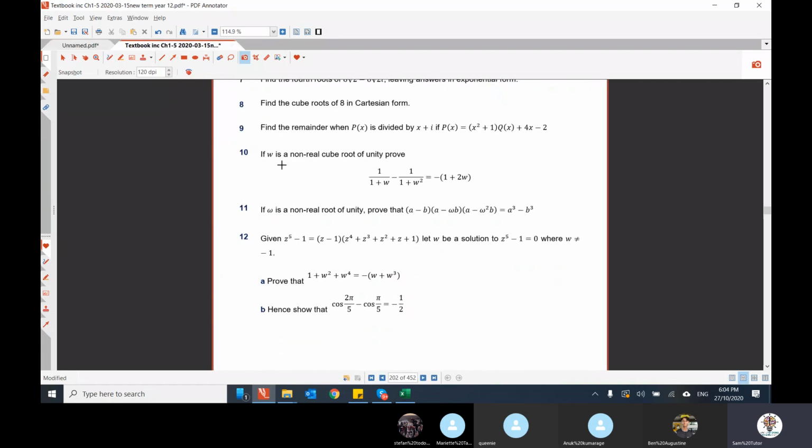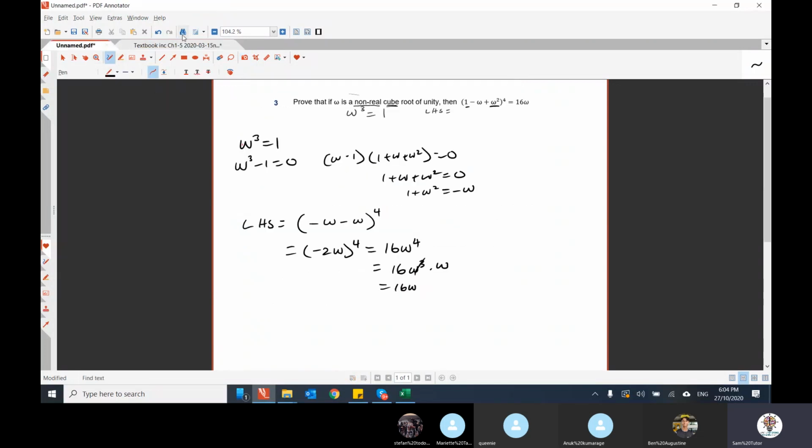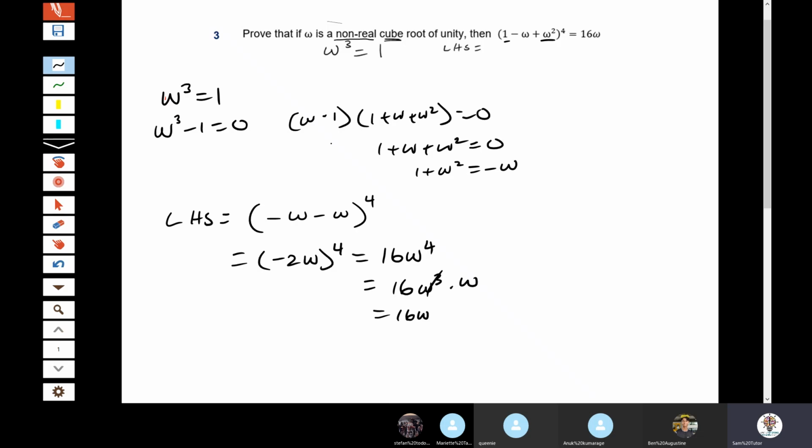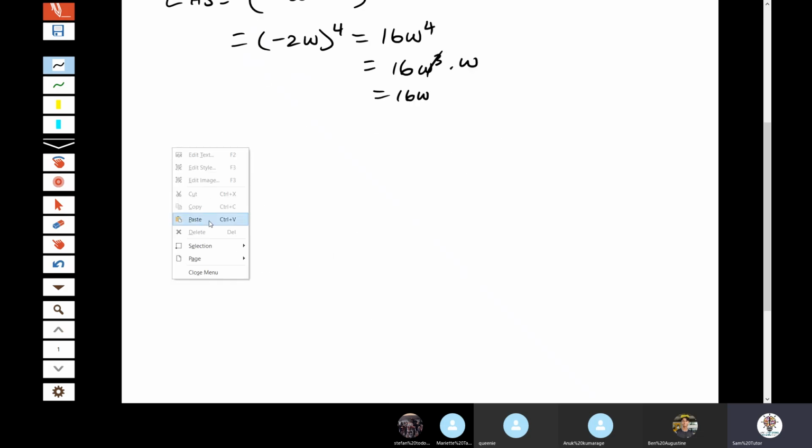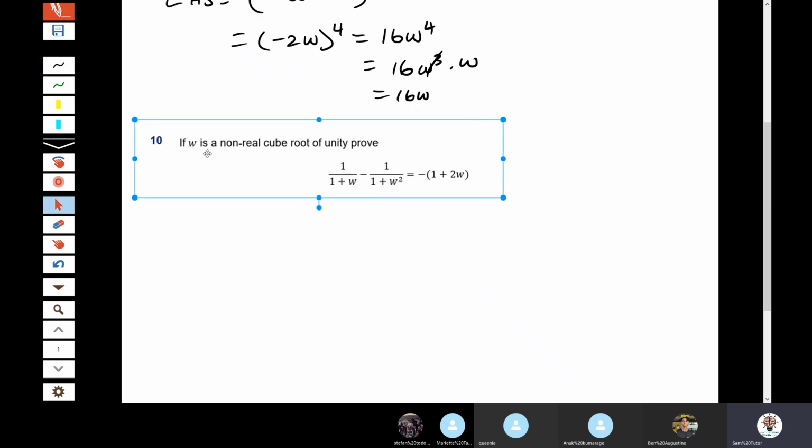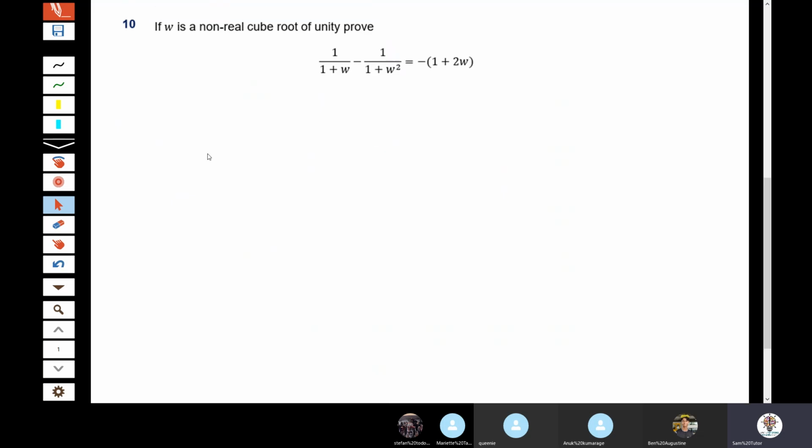Here's another one. Here we go. Again, if omega is a non-real cube root of unity. So again, if omega cubed is equal to 1, prove 1 plus 1 on 1 plus omega minus 1 on 1 plus omega squared is equal to that. Okay, how are we going to do that?